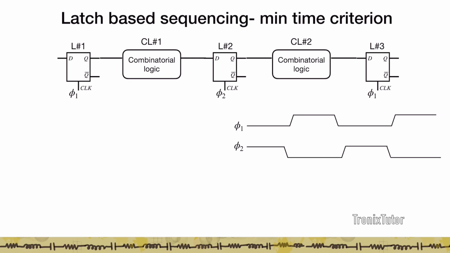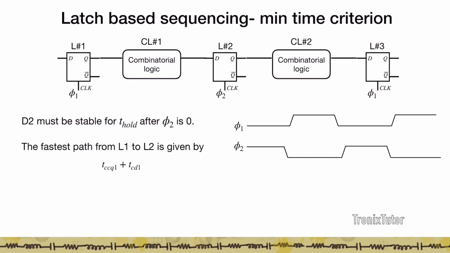Now let's look at the min time criterion for this sequencing. What we want is for D2 to be stable for a time t hold after phi2 is switched off. Remember, phi1 goes high, D1 goes through Q1, comes here, and then phi2 turns on and D2 goes to Q2. Now we want to ensure that D2 does not change once Q2 shuts. So once the clock phi2 shuts off, we don't want D2 to change for a whole time after that.